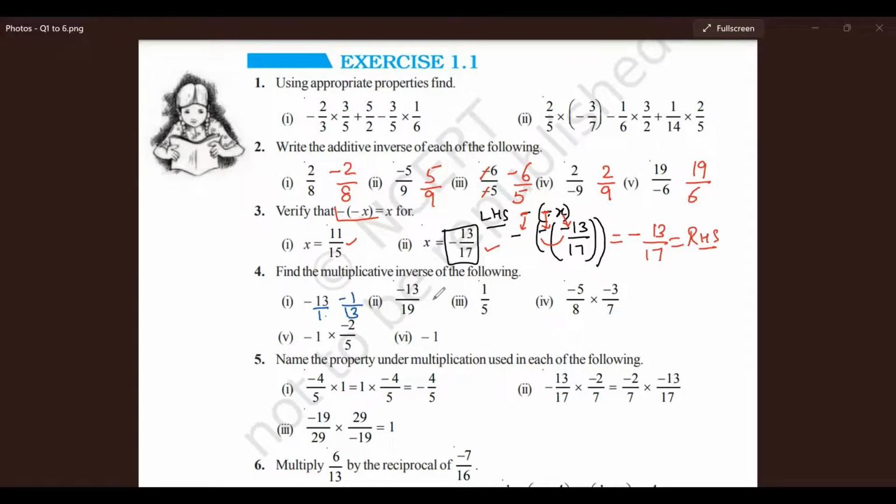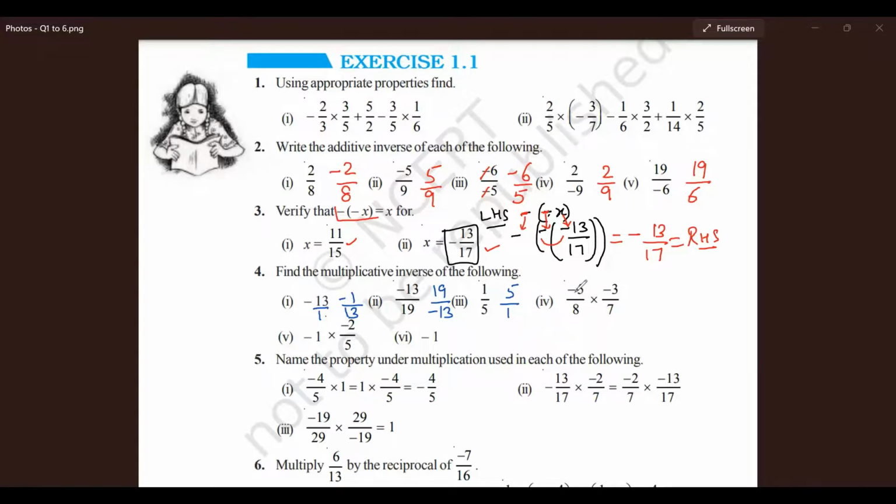Okay. Now the multiplicative inverse of minus 13 upon 19 would be 19 upon minus 13. Similarly, 1 upon 5 becomes 5 upon 1. You just need to do the reciprocal of it in the case of multiplicative inverse. Now, in this case, don't confuse which one will be reciprocal. What you have to do, we'll just solve it first of all.